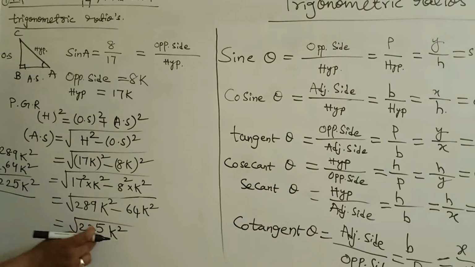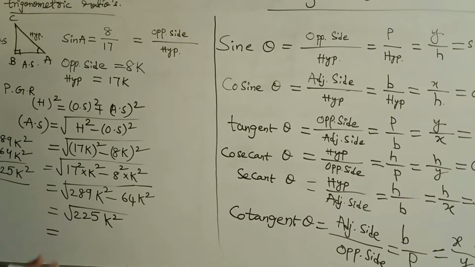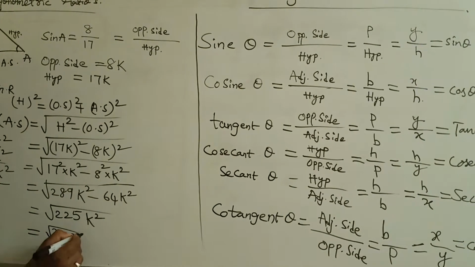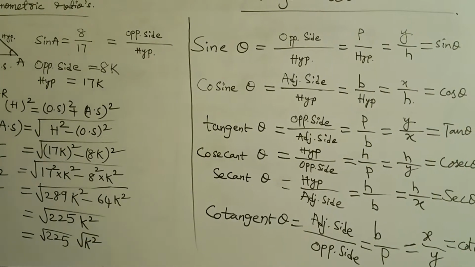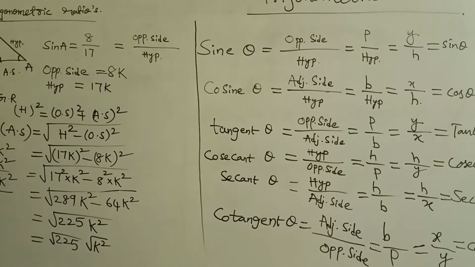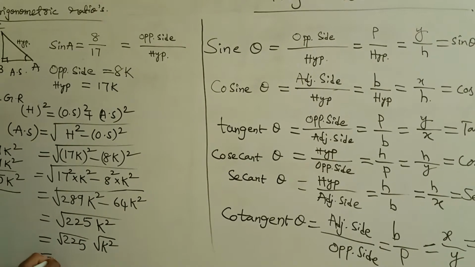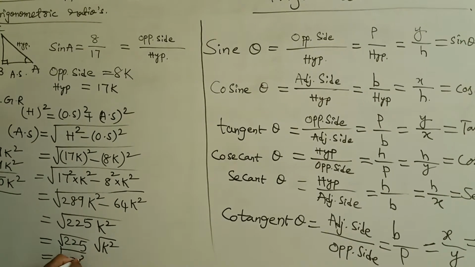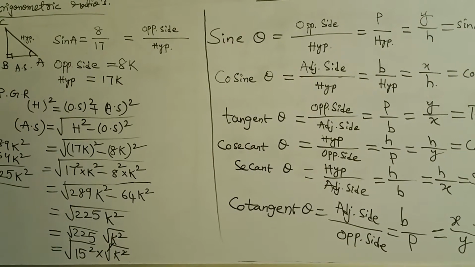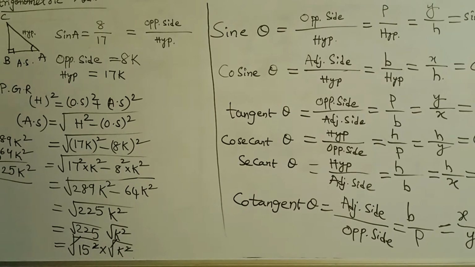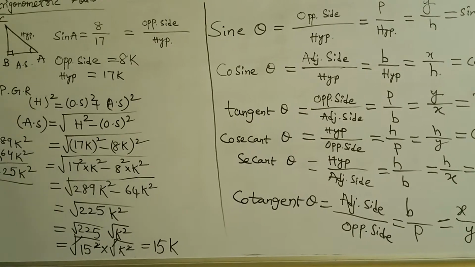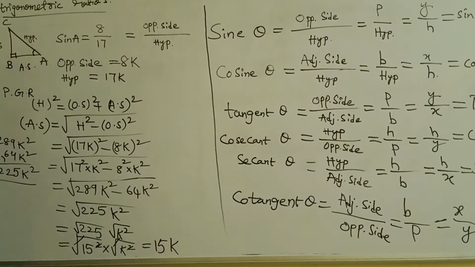So now what is 225? Now what I will do is give the root to both. That means root 225 root k square. So now what is the square root of 225? It is nothing but 15 square. So then write here square root of 15 square into square root of k square. You know that square and root get cancelled. Here also square and root get cancelled. What do you get? 15k. So now you got the adjacent side as 15k.